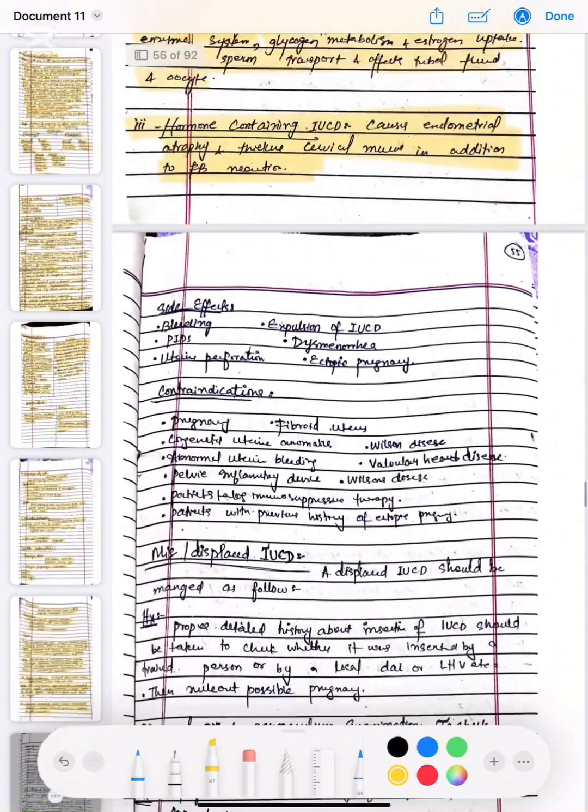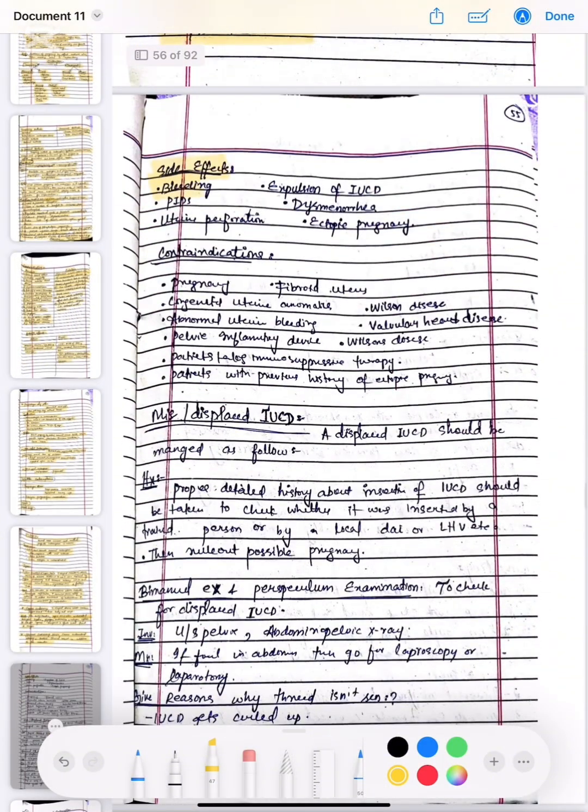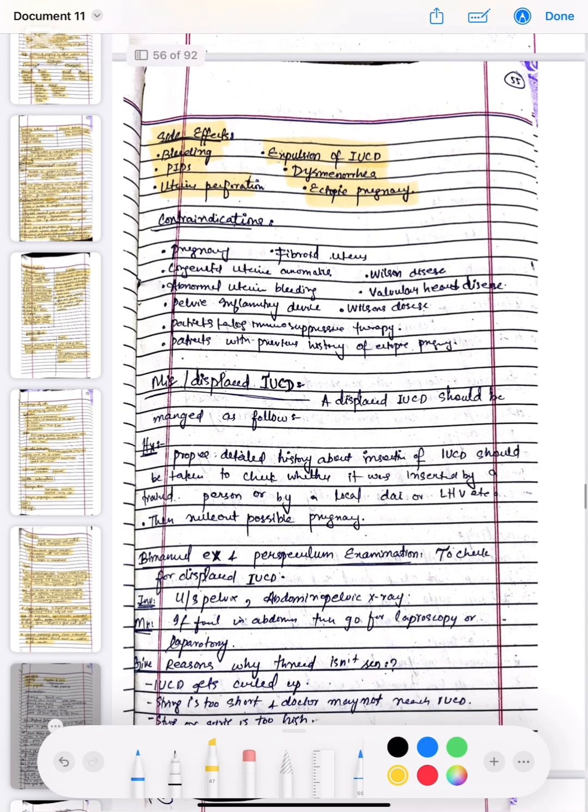Okay. Now, what are the side effects of intrauterine contraceptive devices? It causes bleeding, pelvic inflammatory disease, uterine perforation, expulsion of the device, dysmenorrhea, and ectopic pregnancy may occur due to IUCDs. The contraindications are pregnancy, fibroid uterus, congenital uterine anomalies, Wilson's disease, abnormal uterine bleeding, valvular heart disease, pelvic inflammatory disease, patients taking immunosuppressive therapy, and patients with a previous history of ectopic pregnancy.